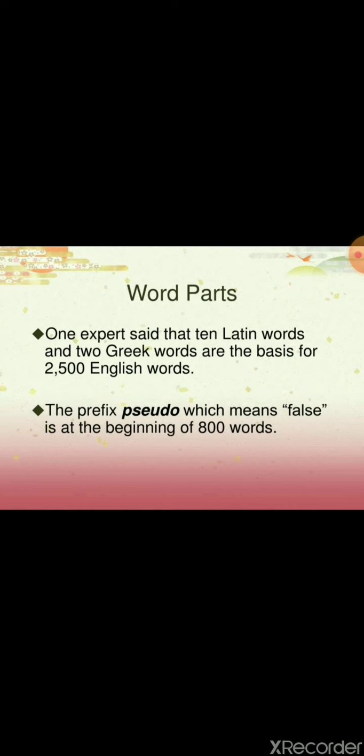Can you imagine that you can memorize 2500 English words? We can't. Technically we can't. But with tips and tricks, we can, because we are studying with the root culture. So the prefix pseudo, which means false, is at the beginning of 800 words. For example, pseudo, it's a root. It means false. So every word that has the same root will give you a meaning, a clue related to the false statement, something. So 800 minimum, 1000 maximum, 1500 also you can count in this series.